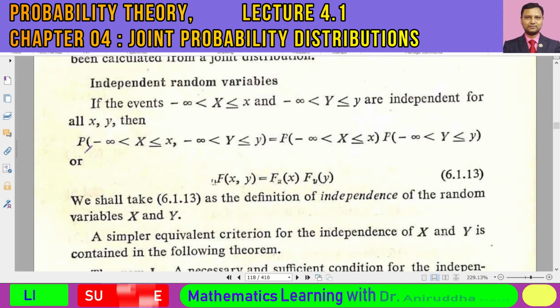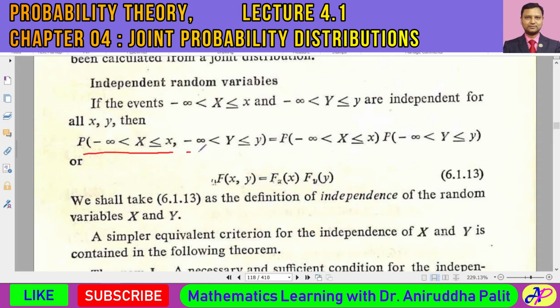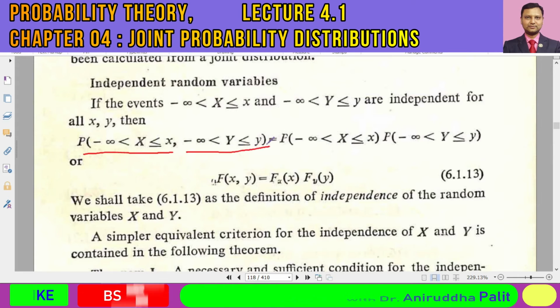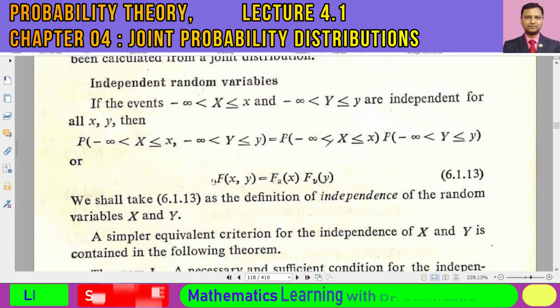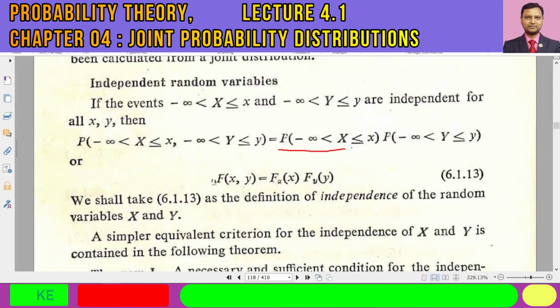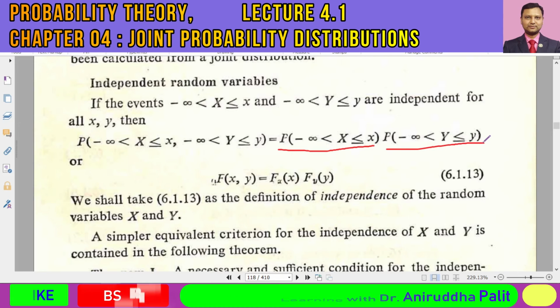the probability of this type of interval, minus infinity less than X less than or equal to small x, and minus infinity less than Y less than or equal to small y, obtained from this joint probability distribution, is equal to the product of individual probabilities: the probability that minus infinity less than X less than or equal to x, and the probability that minus infinity less than Y less than or equal to y.